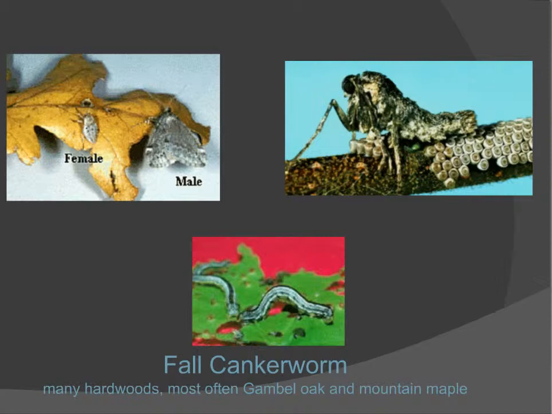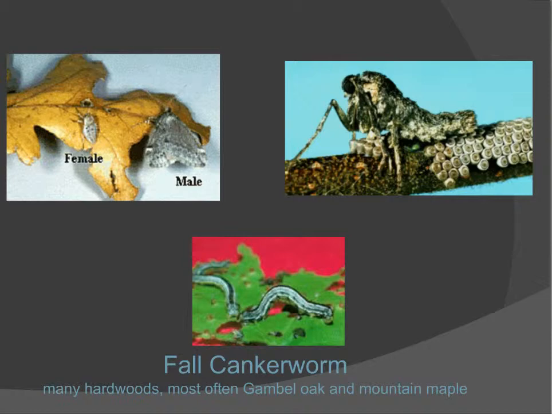It's like the fall cankerworm. These are the worms that fly. You'll run into them when they're hanging from a web. Box elder, maple, other hardwoods. Here in Utah, gambel oak is the most often problematic, and you'll find pockets of defoliation here and there across the landscape.